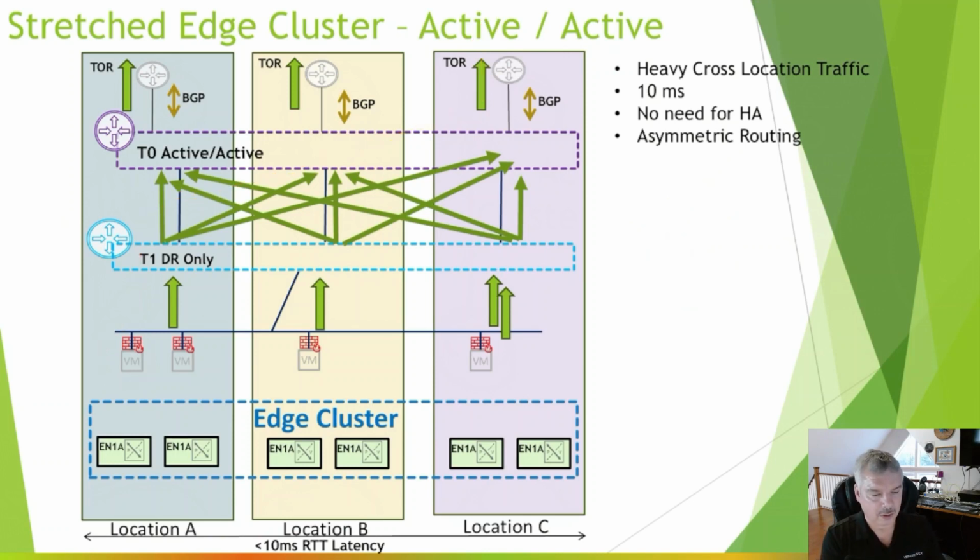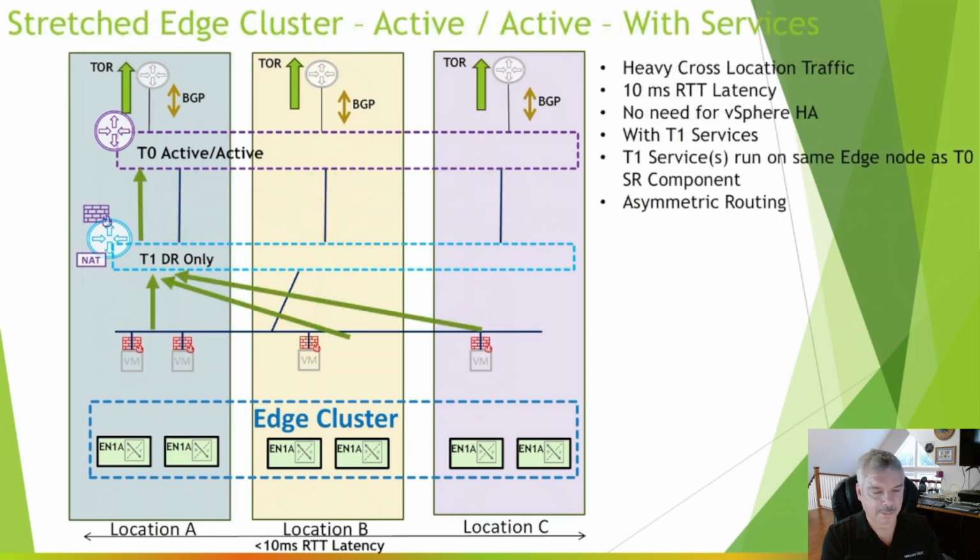Now, what happens if we put a service on our tier 1? So here we decide to throw a service on there. Again, this is a heavy cross location. Again, you still need that 10 milliseconds or better. No need for vSphere high availability. But we're putting services on the edge on our tier 1. Maybe it's NAT or whatever we're doing, right?